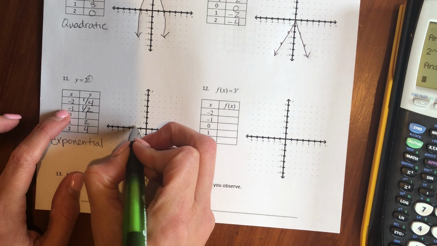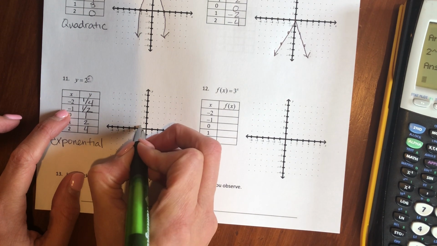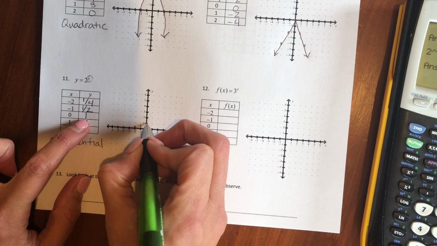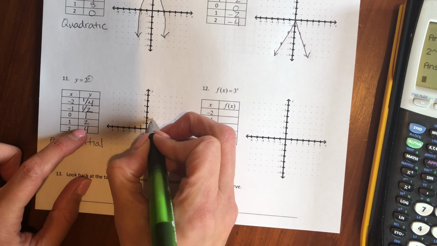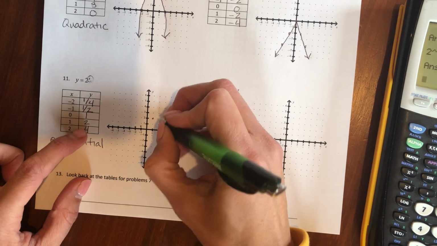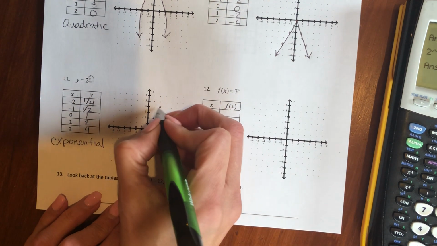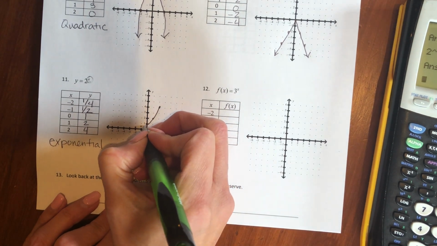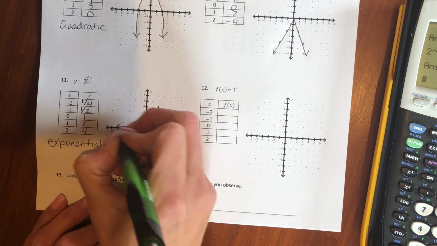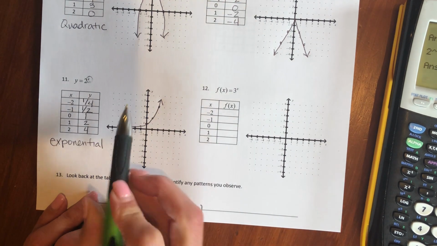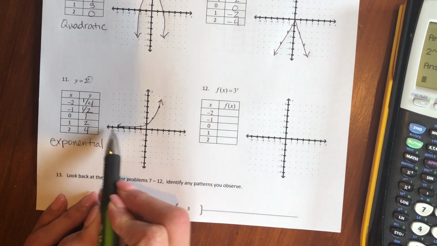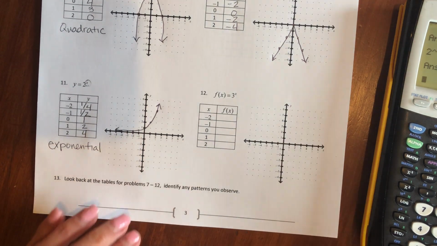-2 up just a little bit. -1 up 1/2. 1, 1, 2, 2, 4. It's getting closer and closer to that x-axis, but never quite reaches it. That's called the asymptote right there.